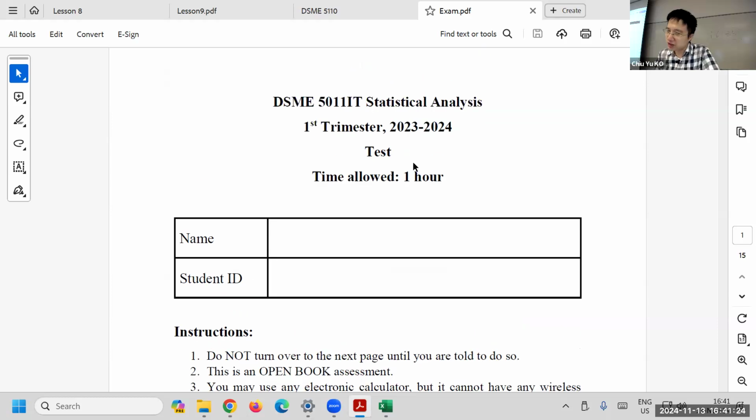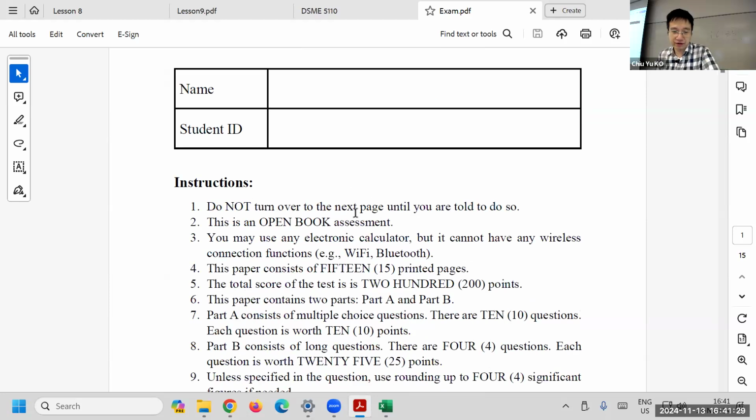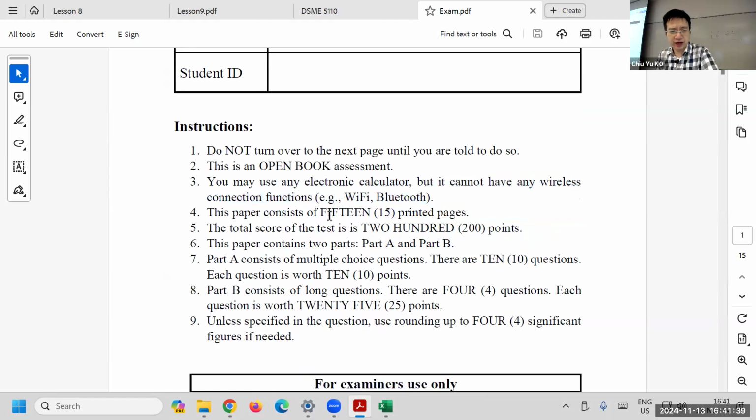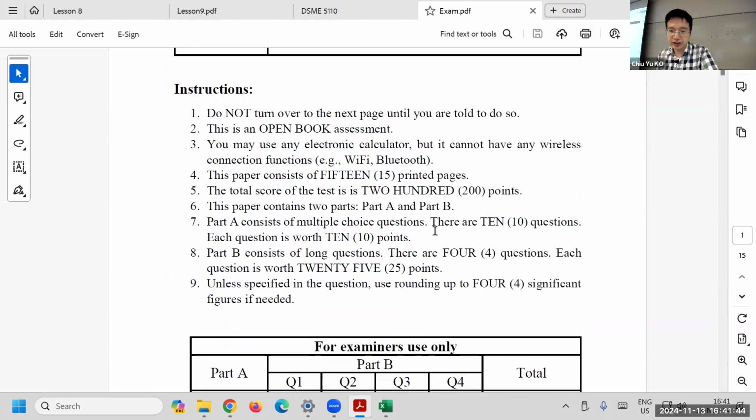It will be very similar, 1 hour, and the format is very similar. We have an open assessment, bring anything, a calculator, but do not use the Wi-Fi function. We'll have 19 or 20 pages. This year I have 15 MC questions, but this time the questions are easier. And instead of 4 long questions, we only have 3.